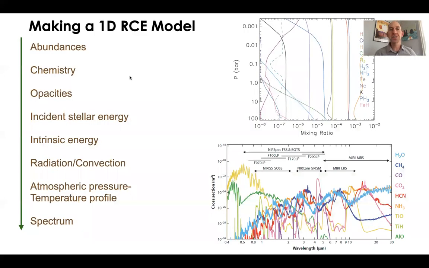So a one-dimensional self-consistent radiative convective atmosphere model. The things you are specifying beforehand are your abundances. You would say this model is going to be 1 times solar or 10 times solar. And that specifies the amount of hydrogen, helium, carbon, nitrogen, oxygen, all those.